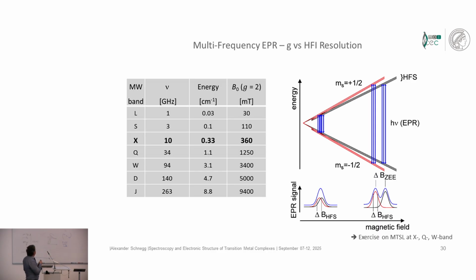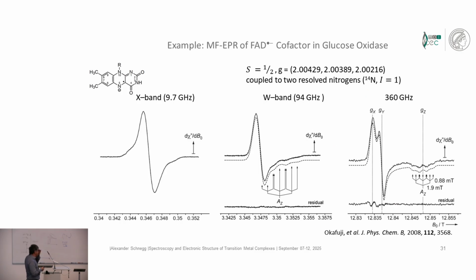These are the frequencies which are used and commercially available for EPR spectrometers. This is the energy corresponding to these frequencies, and these are the resonance fields at G equals 2. I think 90% of the experiments are done at X band and probably another 10% at Q band, and the rest is minimal, but nevertheless, high frequency EPR is in some cases indispensable.